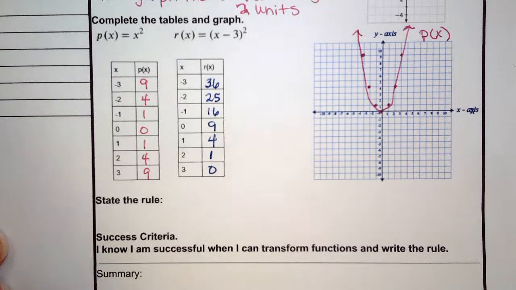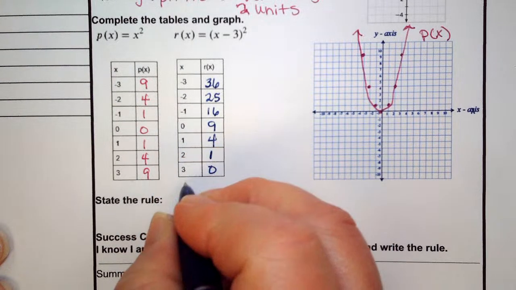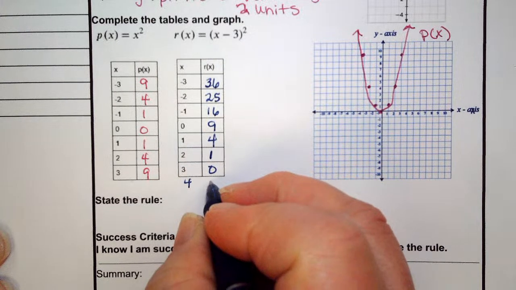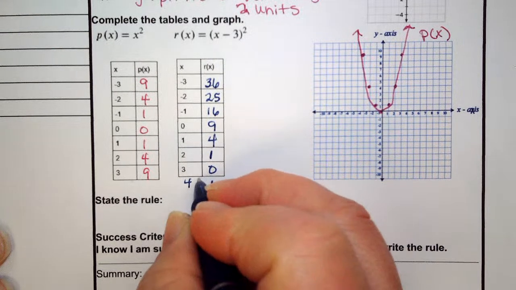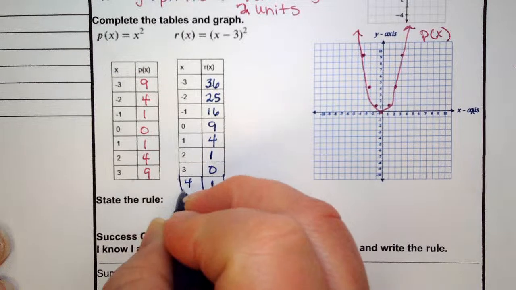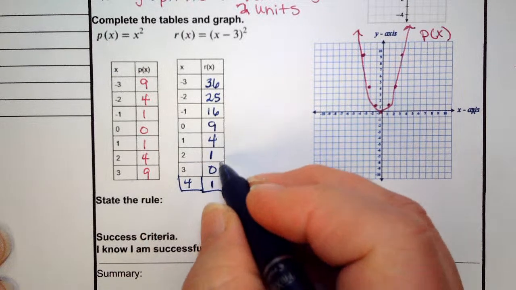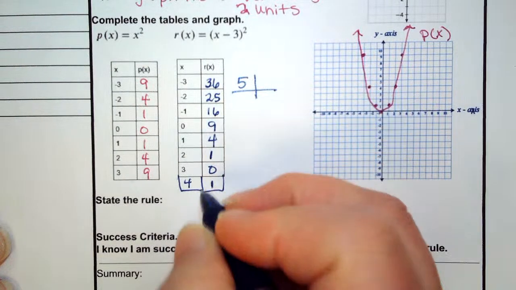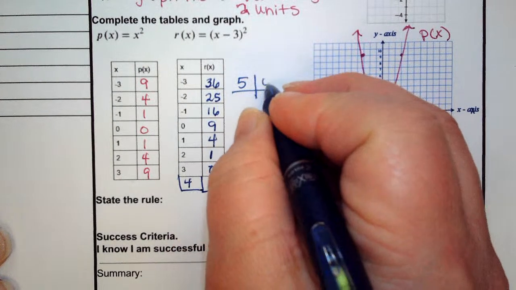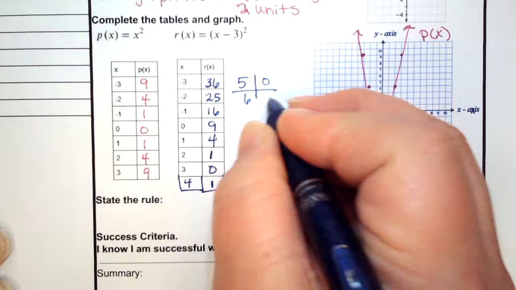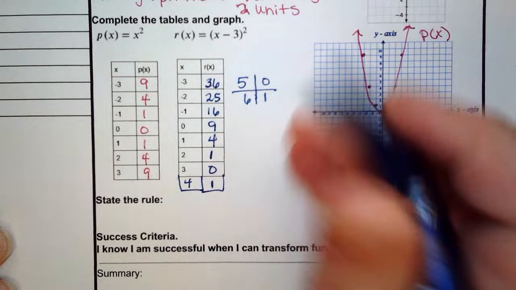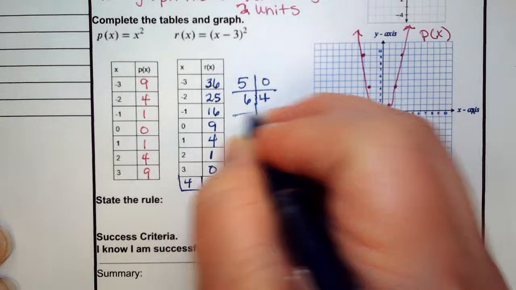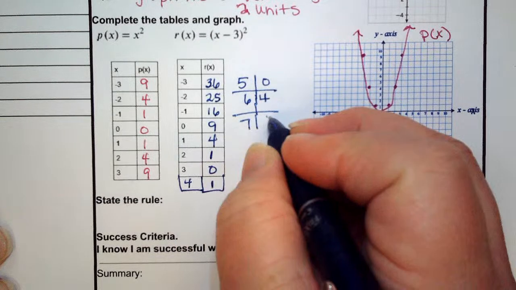Okay, so have I started repeating yet? No. What would happen if I do 4? 4 minus 3 is 1. 1 squared is 1. So when I've got 4, I've got 1. Okay, so now I see the pattern. When I have 5, I will have 0. When I have 6, I will have 1. No, when I have 6, I will have 4. And when I have 7, I will have 9.